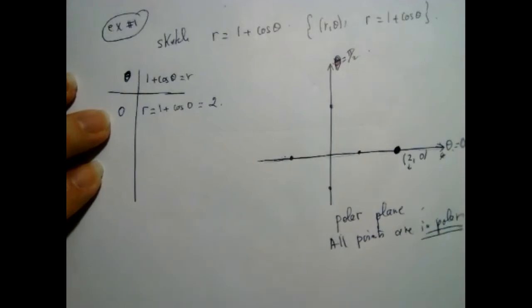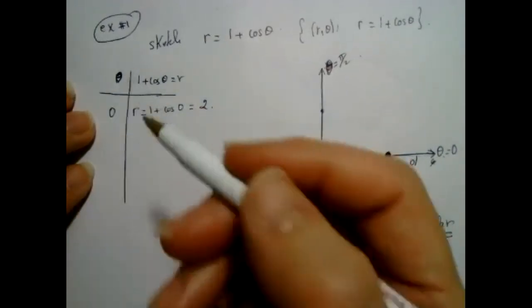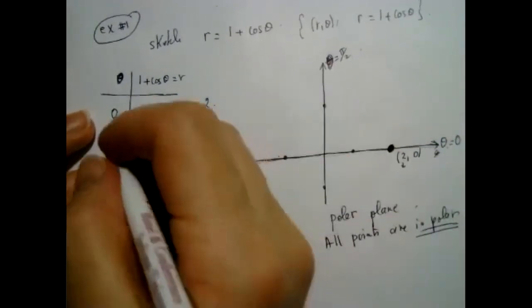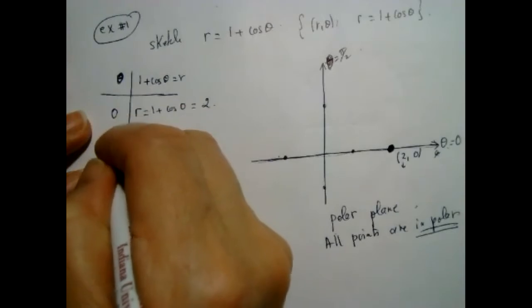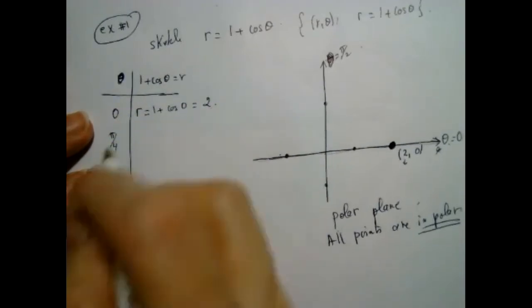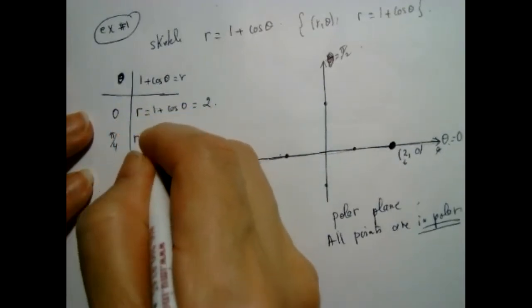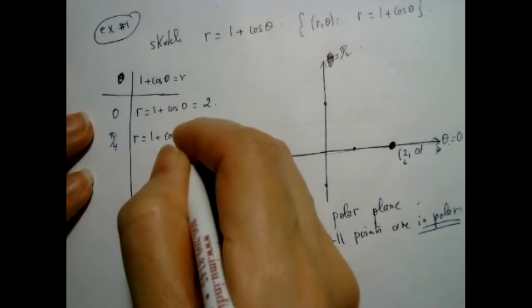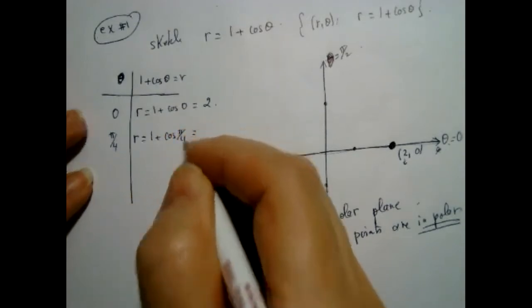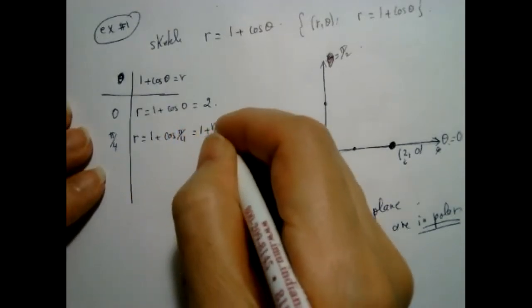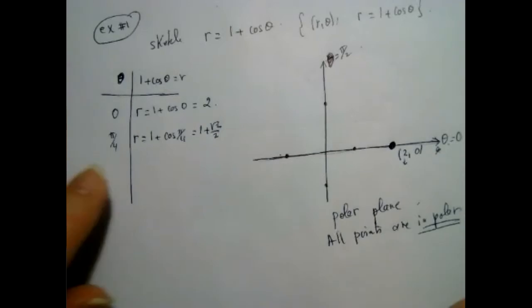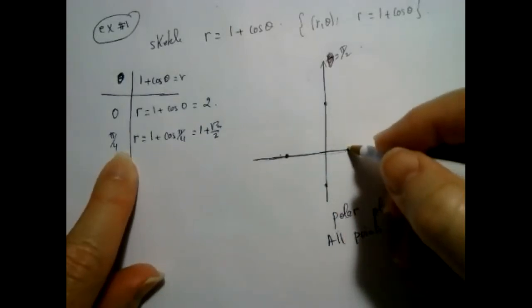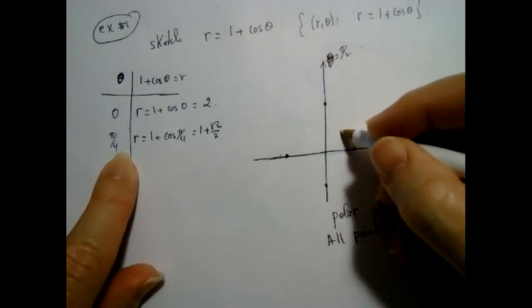Otherwise, it will be confusing. Okay. Now, I'm going to take more values of theta. I'm going to draw the point. So suppose I'm taking theta is pi over 4. R would be 1 plus the cosine of pi over 4, which is 1 plus the square root of 2 over 2. That means if theta is pi over 4, theta is the angle.